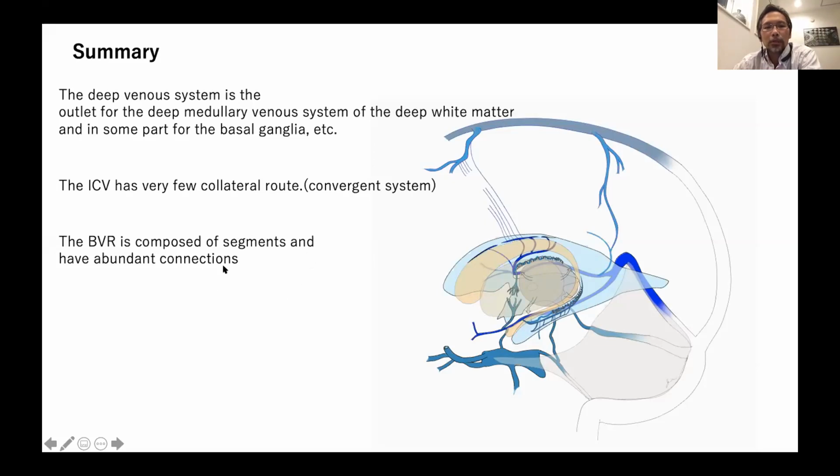But in contrast to that, the basal vein of Rosenthal has abundant connections. The more connections you have, the more things you have to learn and try to pick out from the pictures that you obtain from your angios. Okay, that's it. If you want to go over it again, you can watch on YouTube, as always.